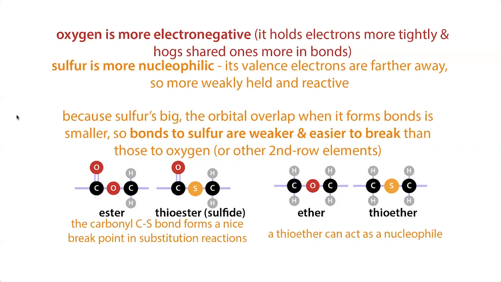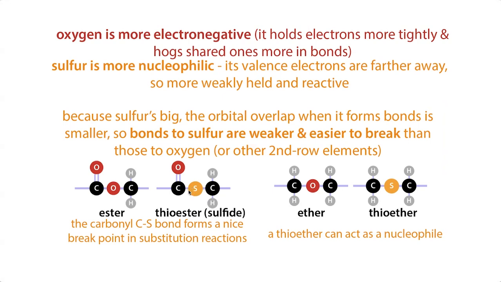Because it's bigger, it's also going to be harder for sulfur to form effective covalent bonds. Remember that covalent bond formation involves the overlap of electron clouds and orbitals. When you have a sulfur trying to bond with something smaller, it's like someone with a really, really big hand trying to shake hands with a little kid. It's going to be hard. So those thio bonds to this sulfur are going to be weaker. They're going to be easier to break. And sulfur is often going to be the one breaking those bonds.